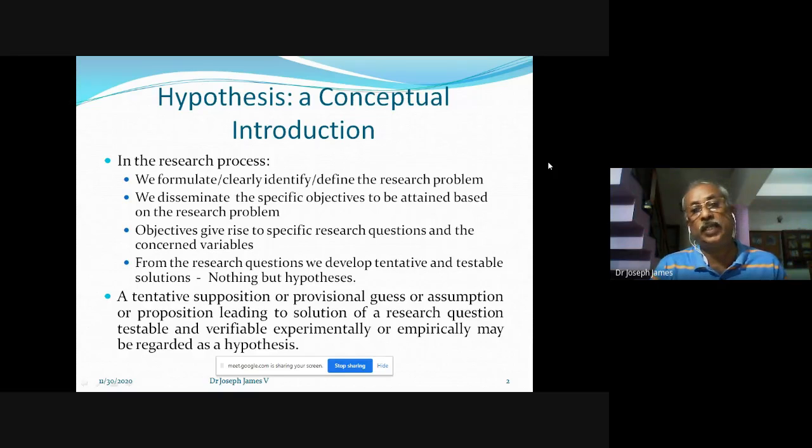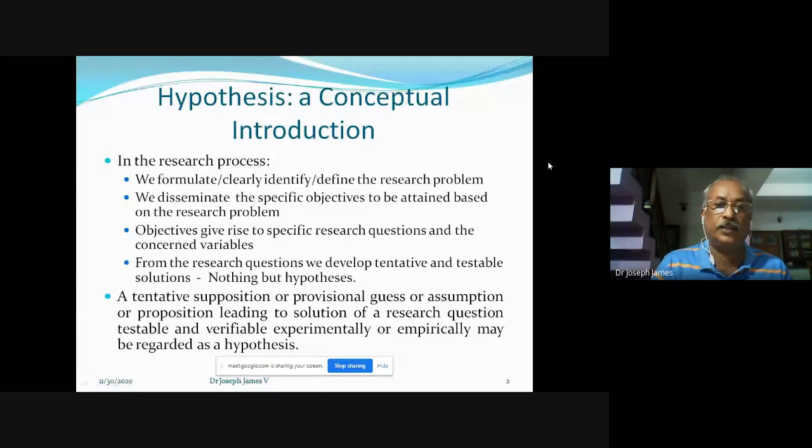And these objectives will give rise to specific research questions and the concerned variables, or each research question will produce certain variables, and based on such variables as well as the research questions, we develop a tentative and testable solution. And this tentative and testable solution so developed is nothing but a hypothesis. A hypothesis is actually a theory which is not yet tested and verified.